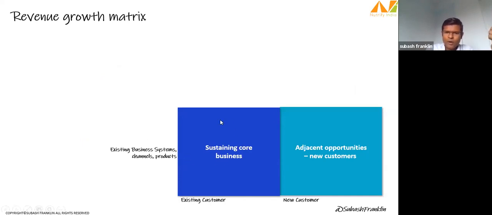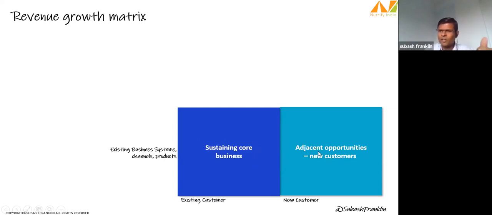So here you have your existing customers and you have your existing business systems, your channels and products. This is the sustaining or the core business, where you want to improve your existing product, improve messaging, improve go-to-market, improve features around the product. This is the core, which forms close to 60 to 80% of your business. But you can use your existing business systems, channels, and products to also target new customers, which we'll call adjacent opportunities.